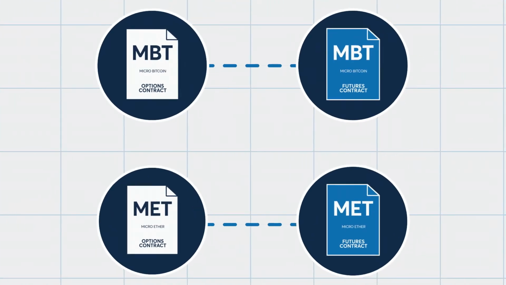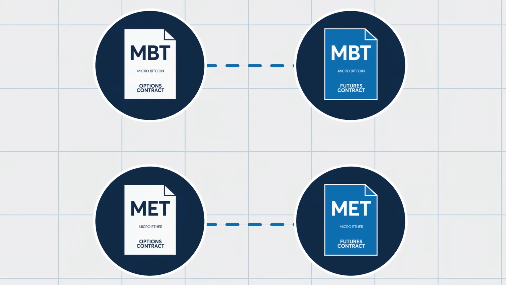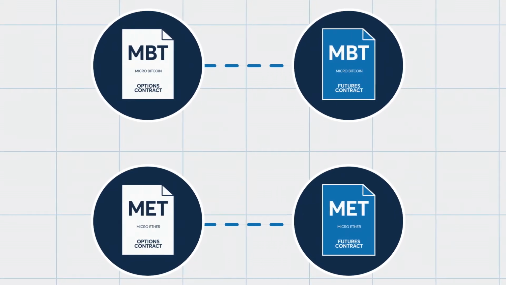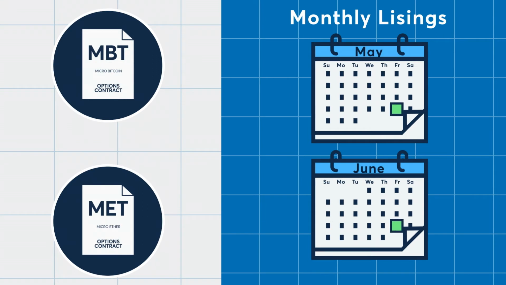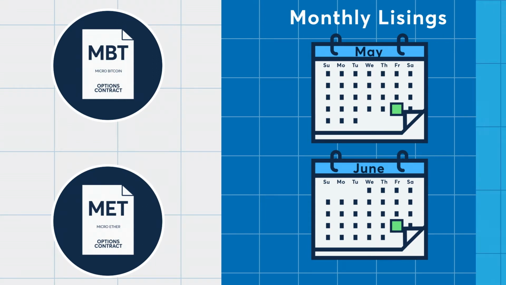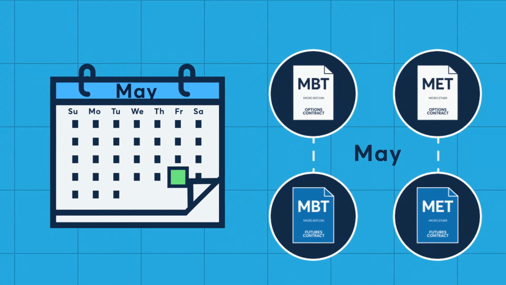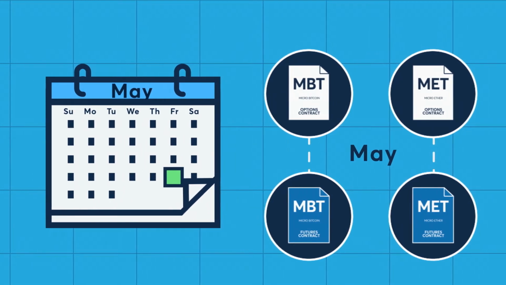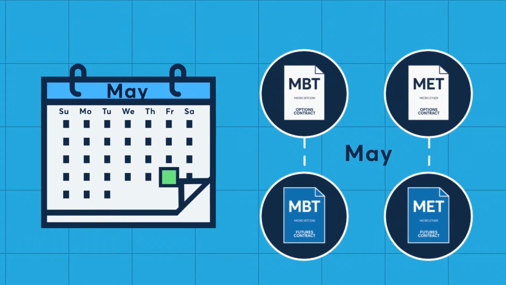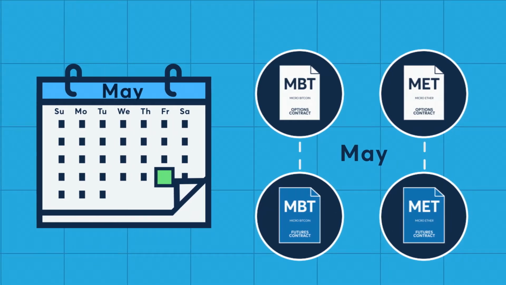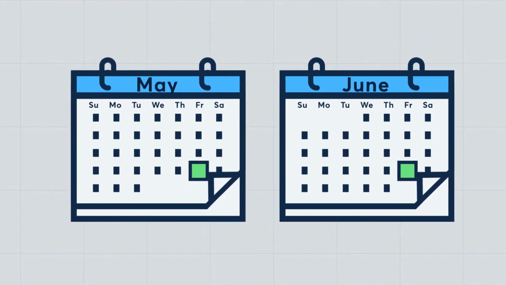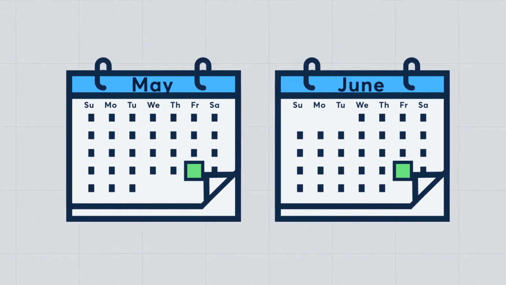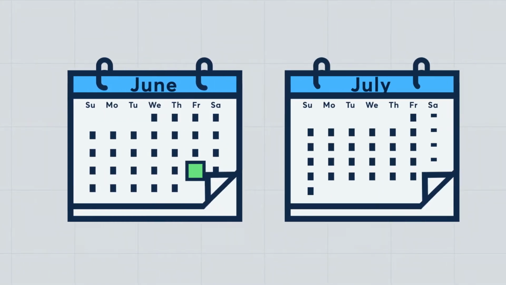First, let's look at the listing cycle of options that are available to trade on micro Bitcoin and micro Ether futures. At any given time, the nearest 2 consecutive monthly option expirations will be available. These monthly options will derive their value from the corresponding monthly futures contract and expire on the last Friday of the contract month. Let's assume it's the beginning of May. The 2 consecutive monthly options listed are May and June. When the May options expire, the July options contracts will be listed.